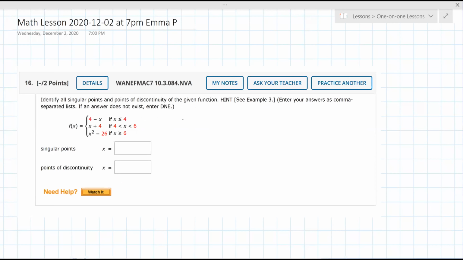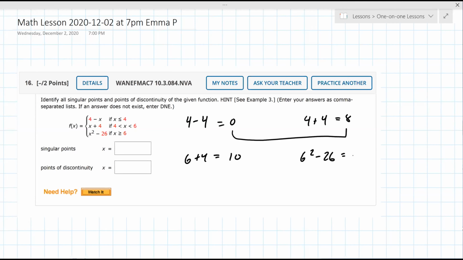Okay, so you try at 4. What's 4 minus 4? Well, it's 0, and then you try 4 plus 4. Well, that's 8. Those are different. Okay, they're different. Great. So let's try that now. It's 6. So 6 plus 4, which is 10, and then put 6 into here. So it's 6 squared minus 26, which is also 10. So since these are the same, it's not discontinuous. If they're different values, it's discontinuous. So it's discontinuous at 4.